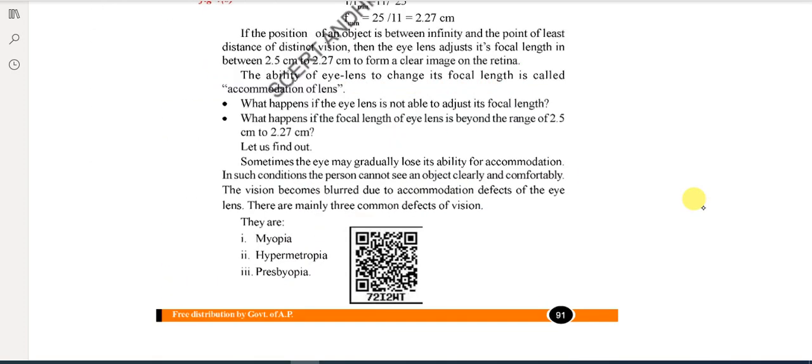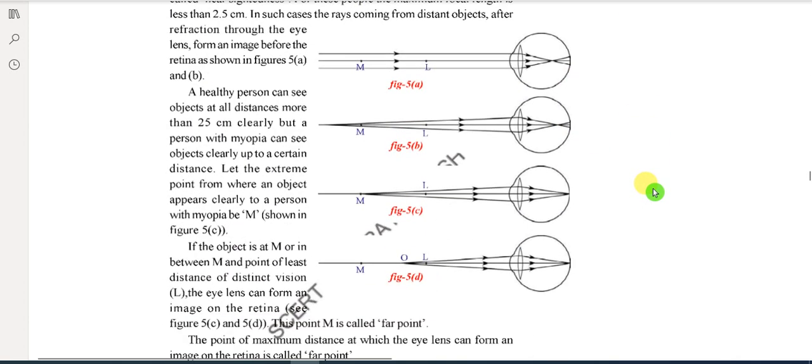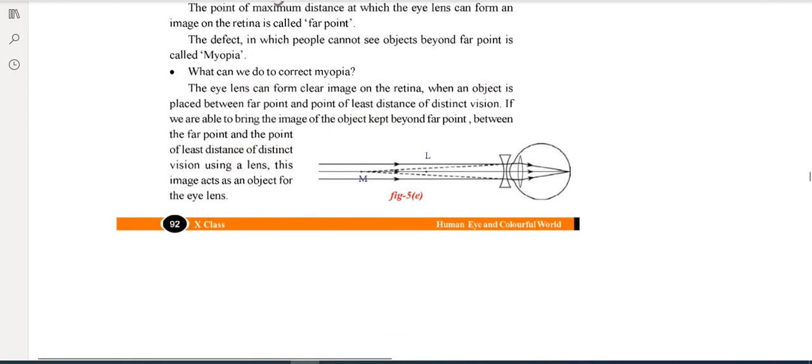Very important questions: defects of vision. Compulsory we have one question, 4 or 2 marks questions. Myopia, hypermetropia, presbyopia. Already I did a video for this purpose. So these are very important. In myopia, what is myopia? One diagram, and for correction also compulsory. So myopia, what is that?